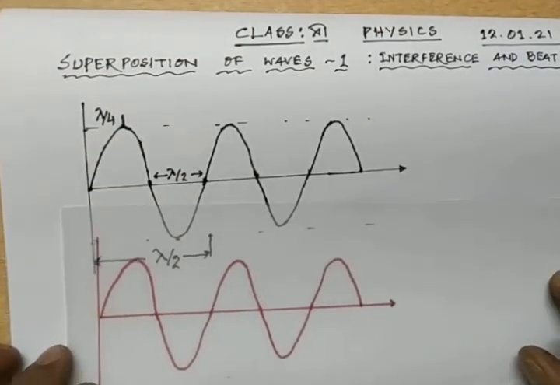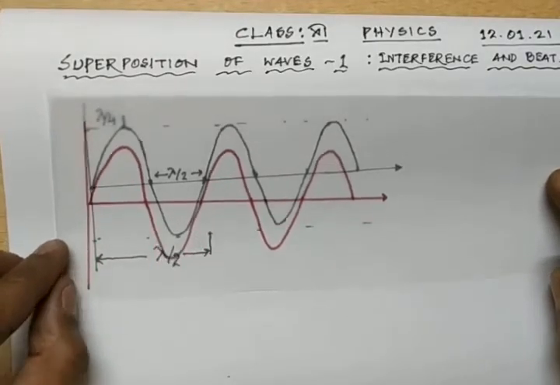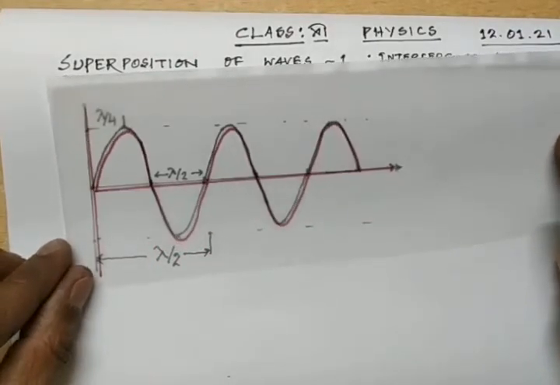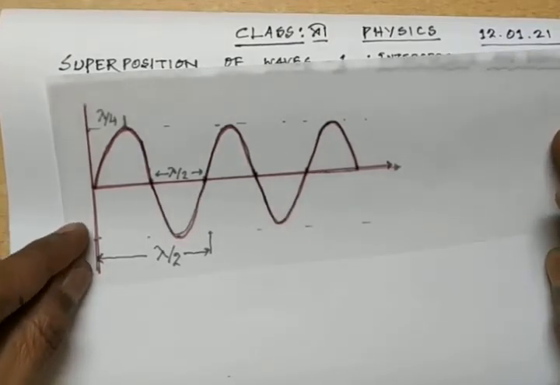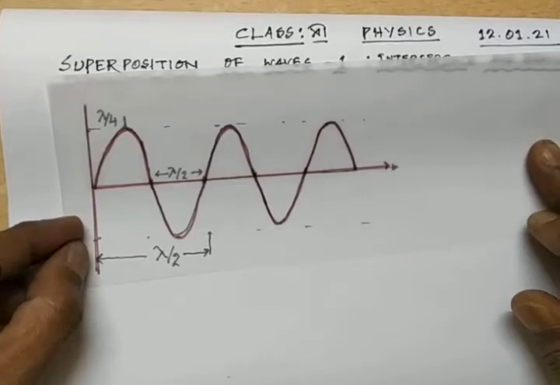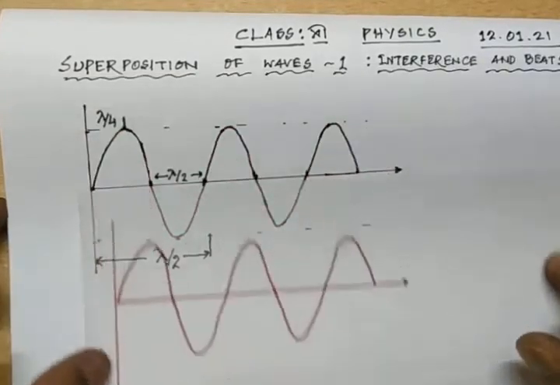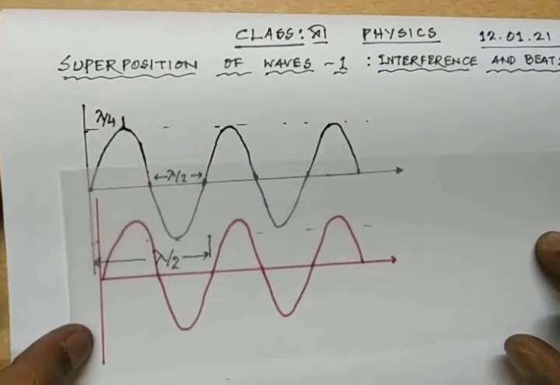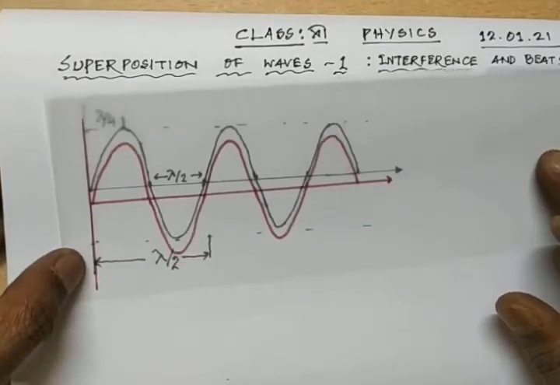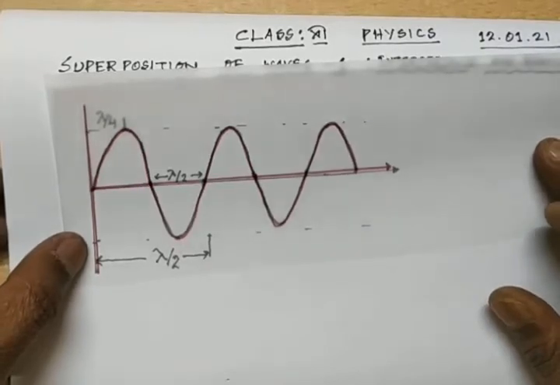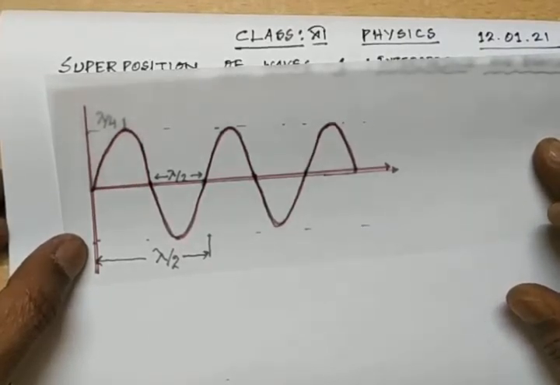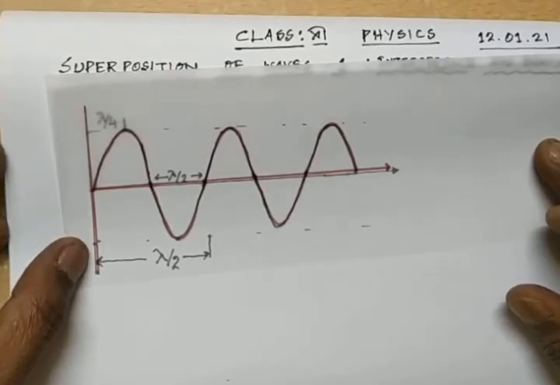How can they fall? Look carefully: one wave has climbed on top of the other wave, exactly matching each other. I am showing it one more time. This is one wave and this is another wave, and this wave falls on that wave like this. This is called superposition of waves. The energies carried by the two waves will be added, so a large amount of energy will be produced.